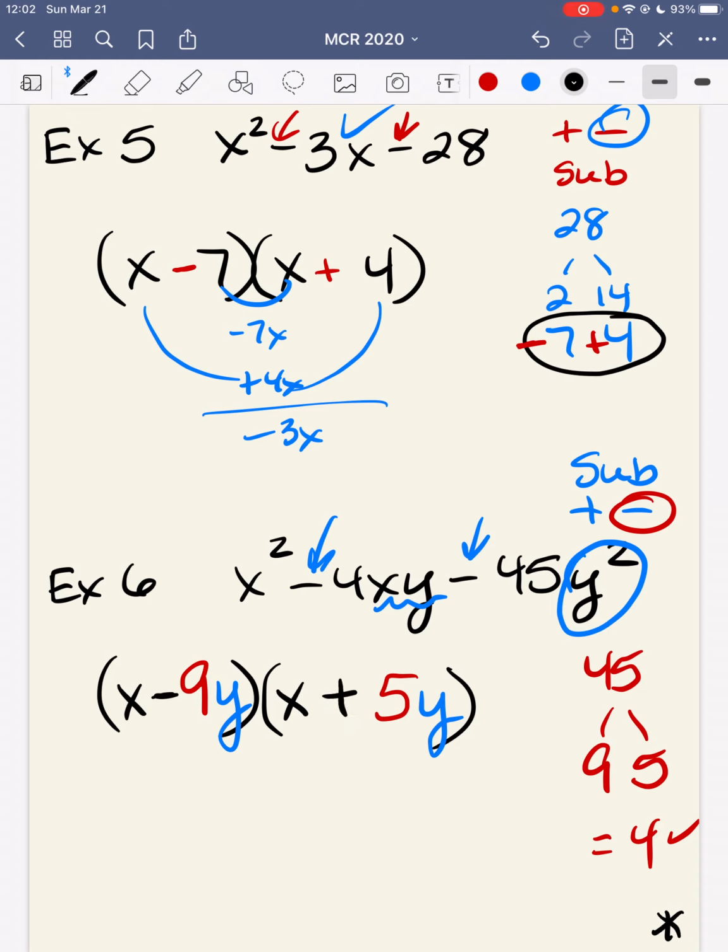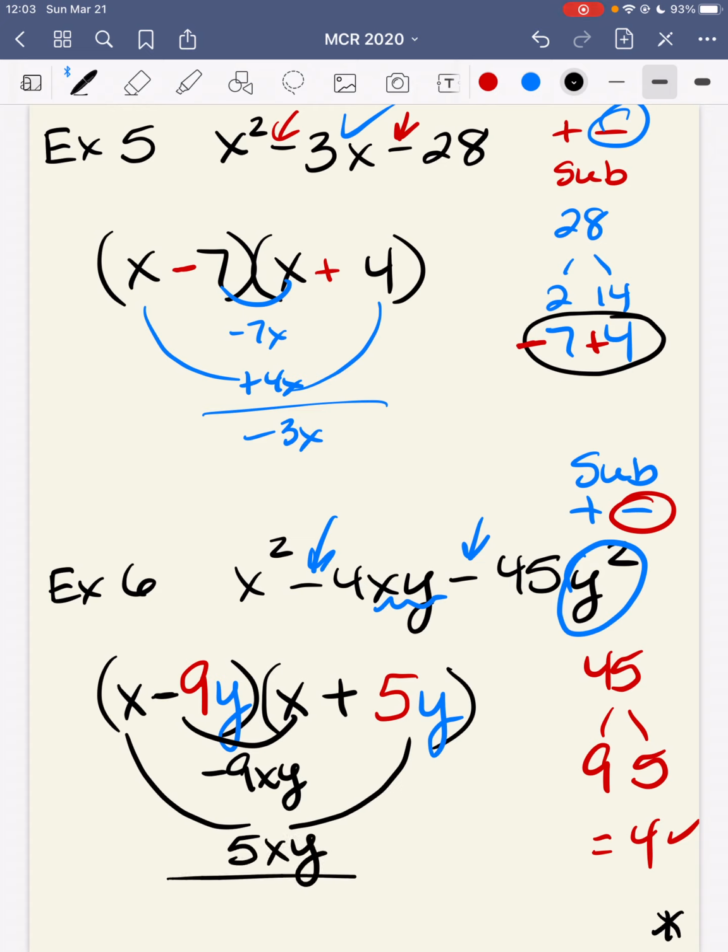And I'm definitely going to necklace check this one because it's got this weird xy in the middle. I don't know quite what that's going to do. Let's go ahead and check. So when I go ahead and do my necklace, I have negative 9y times x, which is negative 9xy. I just put them in alphabetical order. And I have x times 5y, which is positive 5xy, which when I go ahead and subtract them gives me a negative 4xy. And notice I didn't worry about the two variables in the middle.